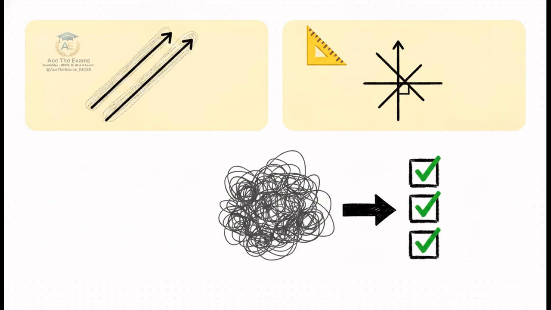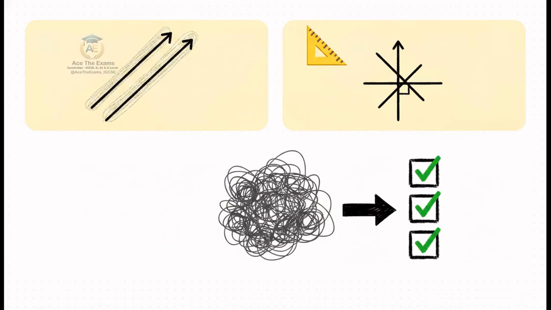First, parallel lines will always share the exact same gradient. That means m1 is exactly equal to m2. For instance, the equations y equals 3x minus 7 and y equals 3x plus 2 describe parallel lines simply because they both share a gradient of 3. They will never touch. Perpendicular lines, on the other hand, crash into each other at exactly 90 degrees.